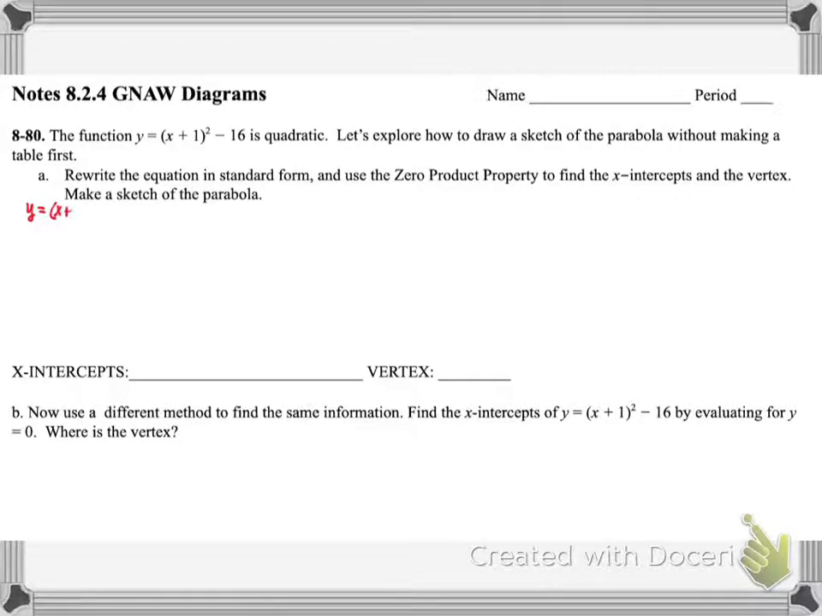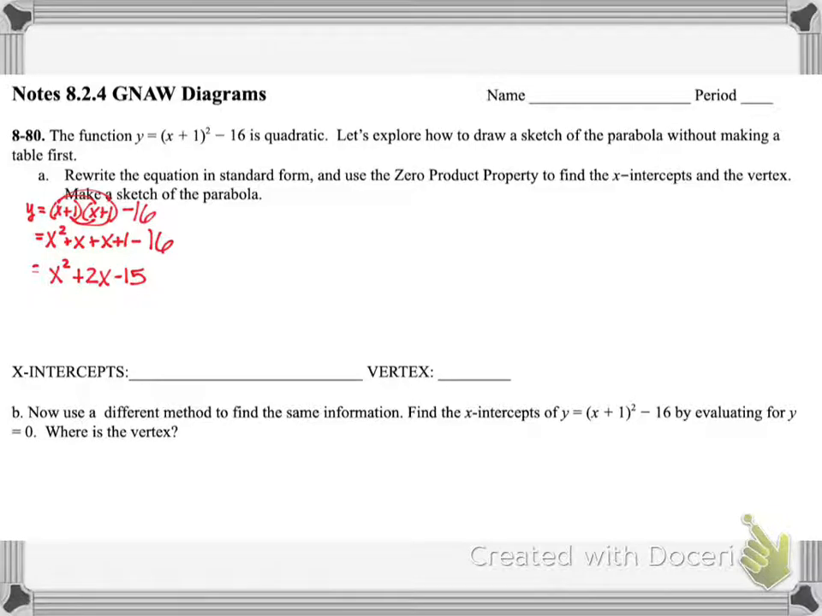So if I start off and I need to write this in standard form, I need to rewrite my x plus 1 twice because it says x plus 1 squared minus 16. And then I need to multiply those two binomials together. And I could use a box or I could FOIL. Plus x plus 1 minus 16. And then to simplify that out, I would get x squared plus 2x minus 15. So there's my standard form.